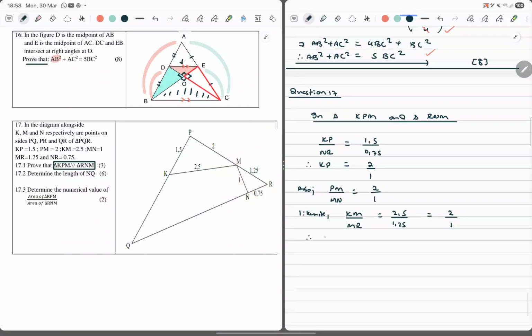We can say, therefore, we know that KP over NR is equal to PM over MN, which is equal to KM over MR. We can say, therefore, triangle KPM is indeed similar to triangle RNM. We can just say the sides are in proportion, or in the same proportion.